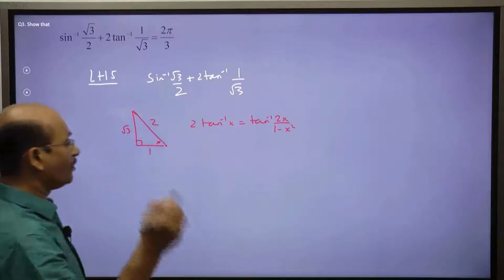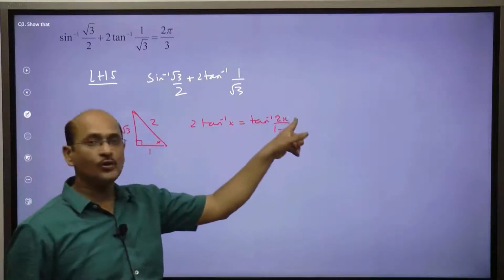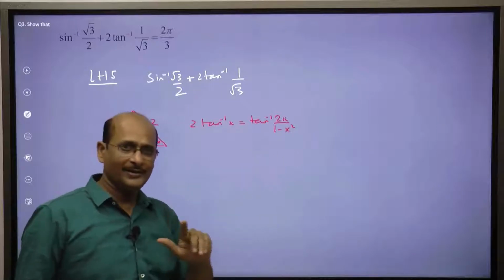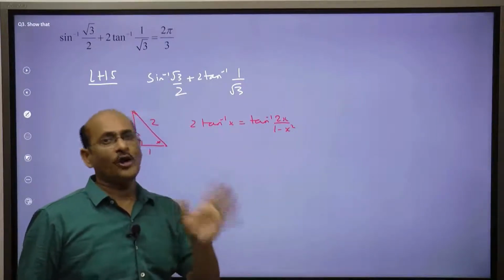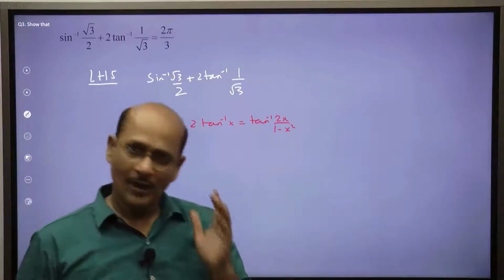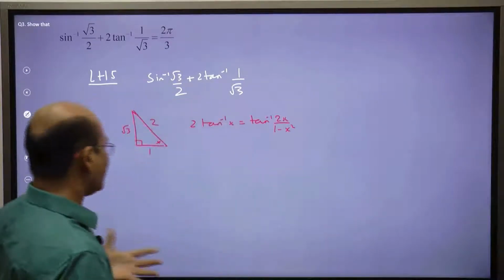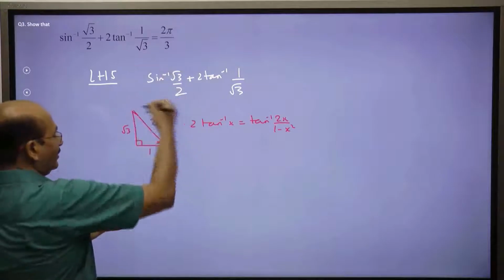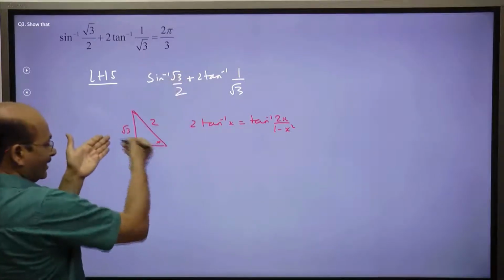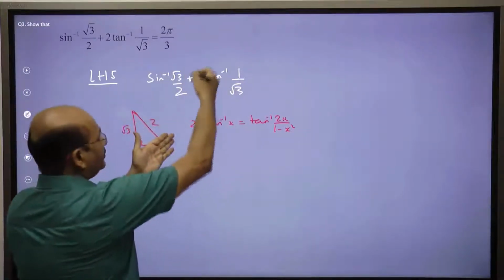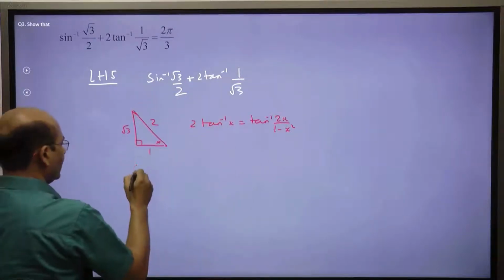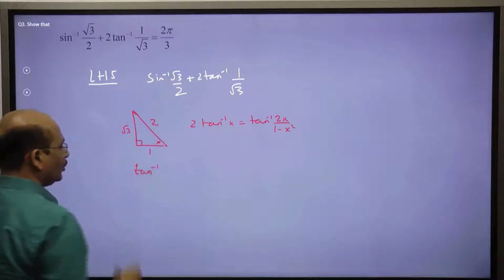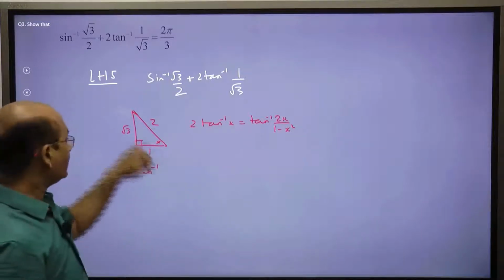Now if you remember those formulas, 2 tan inverse x is tan inverse 2x upon 1 minus x square, right? Or sine inverse 2x upon 1 plus x square, or cos inverse 1 minus x square upon 1 plus x square. So basically what I am trying to do, understand, I am converting this into tan inverse by using the right angle triangle funda, and this by directly applying this formula. So let us see what happens now.